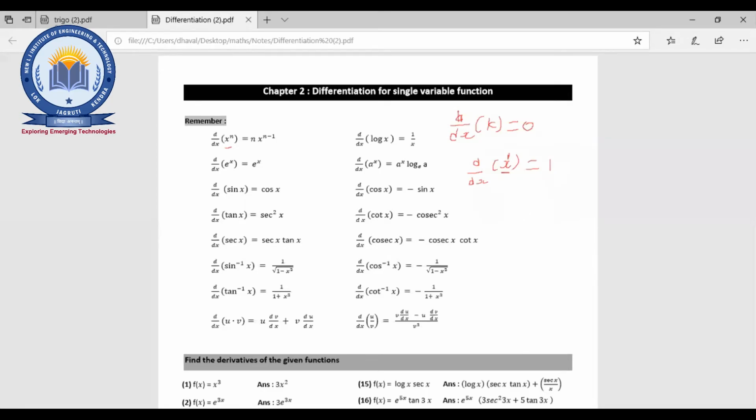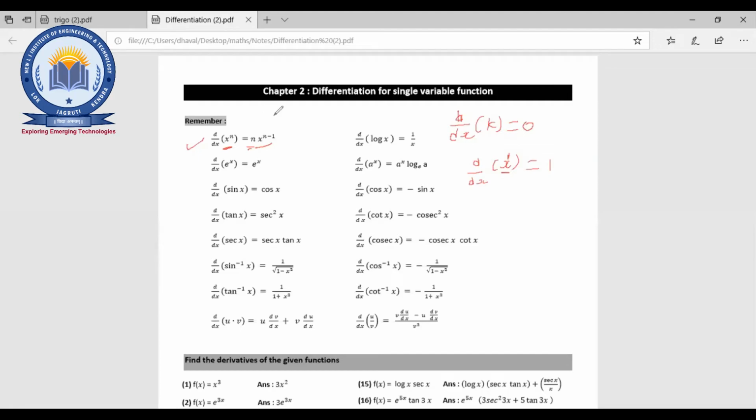The next thing will start with x raised to n. That means d by dx of x raised to n. For that, whatever the power is, that will come first: n x raised to n minus 1. So n into whatever the power is that we write, and then the power will be 1 less, n minus 1.